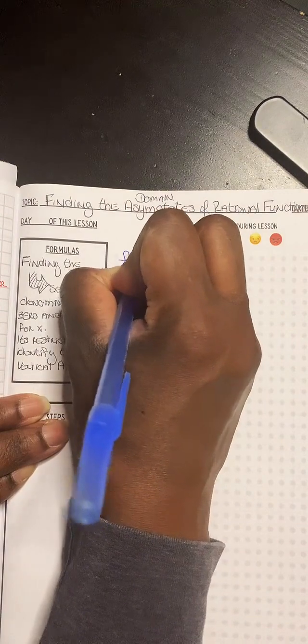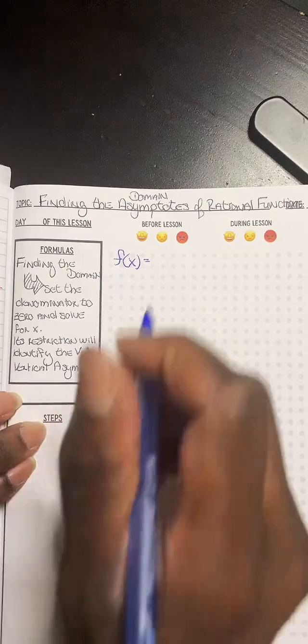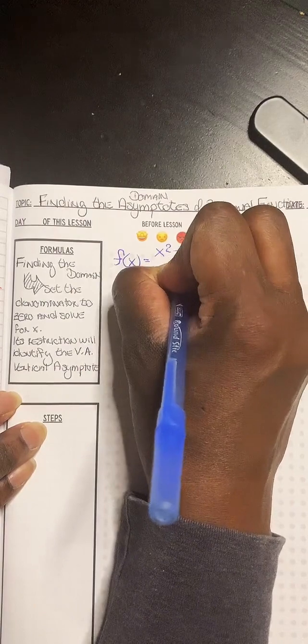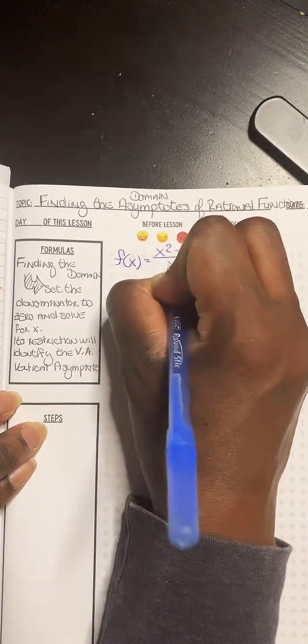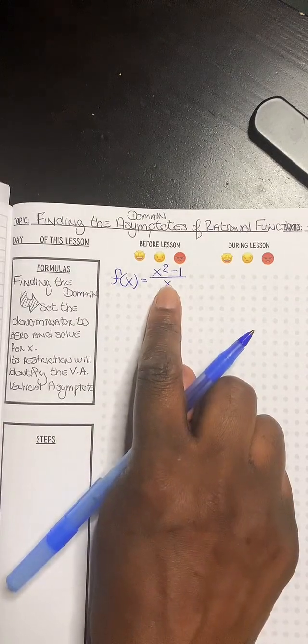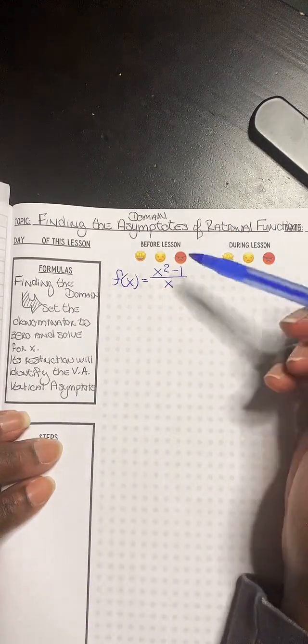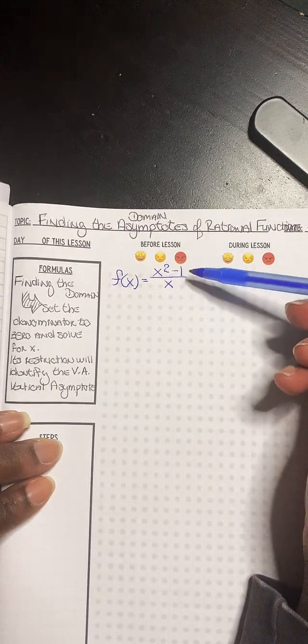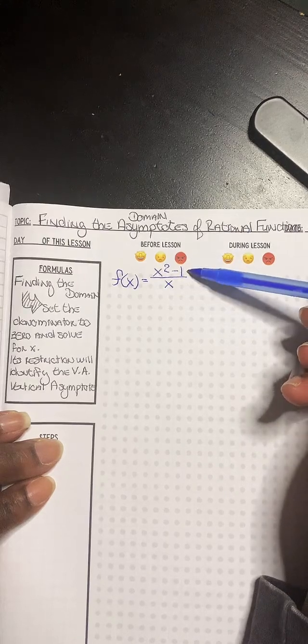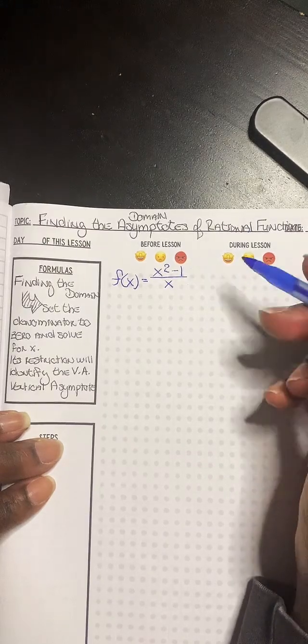Just to refresh your memory, a rational function, let's say since we're dealing with functions, it'll be f of x equals x squared minus 1 over x. This is a rational function because my numerator and my denominator both contain polynomials. This is a monomial, this is a binomial, altogether it's a polynomial.